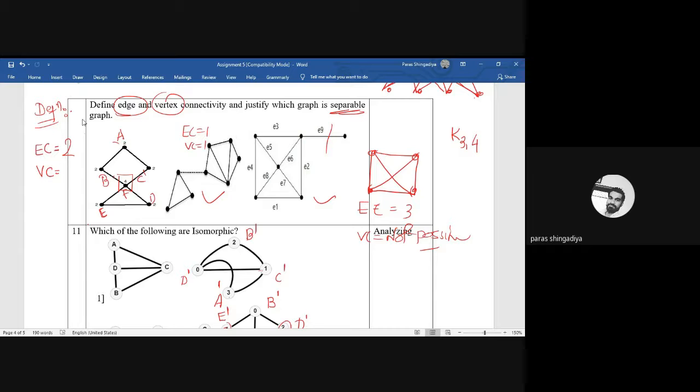So what is the meaning of that? Here vertex connectivity of this graph is equal to 1. Vertex connectivity is equal to 1. And then check for separable graph. If vertex connectivity of this graph is 1, then that graph is a separable graph. So it is a separable graph. Now check the answer for second graph.